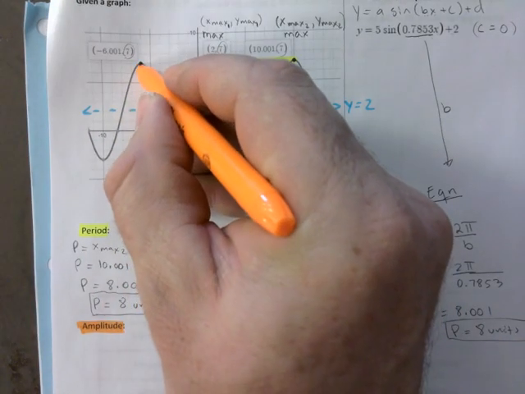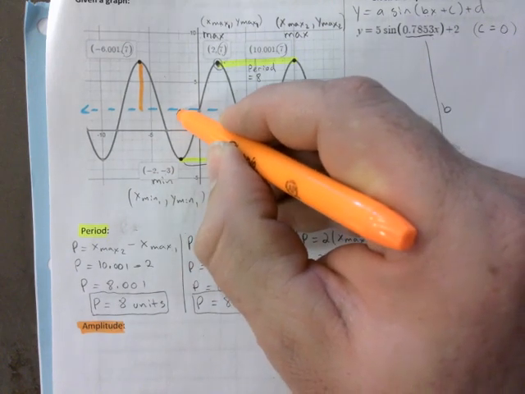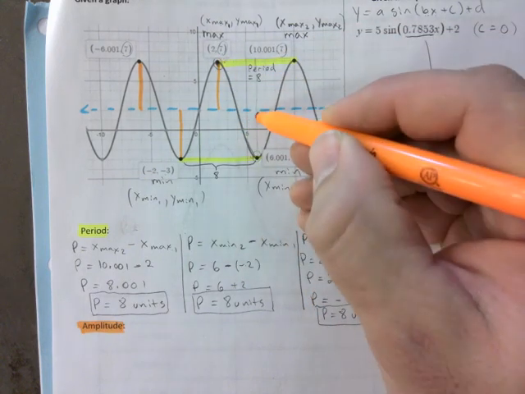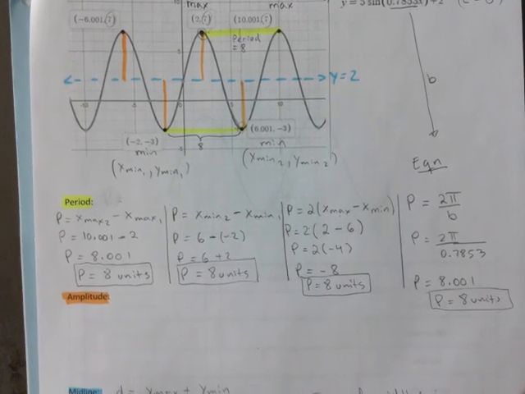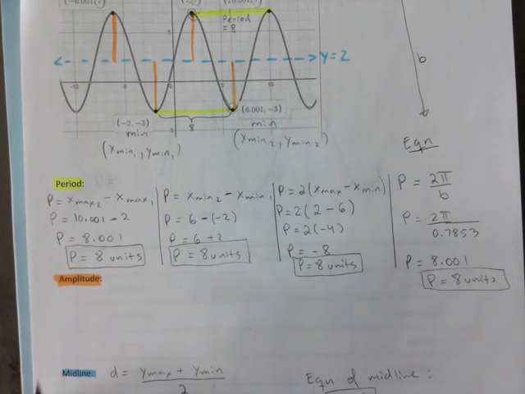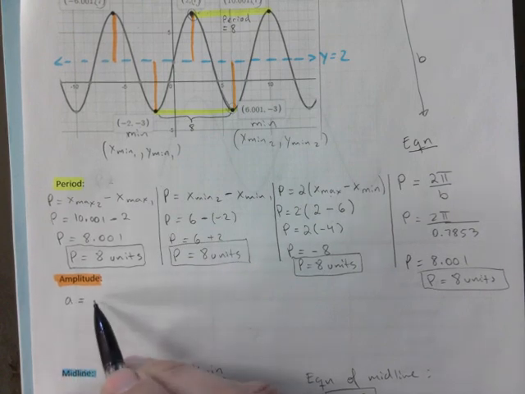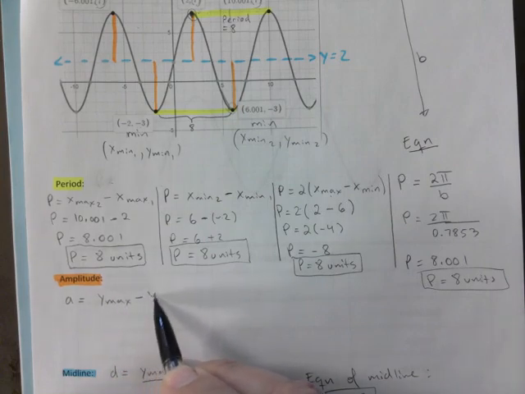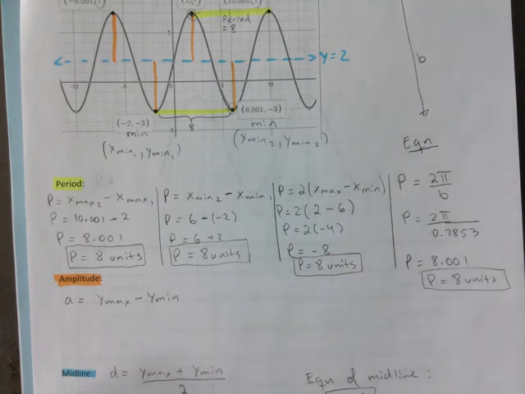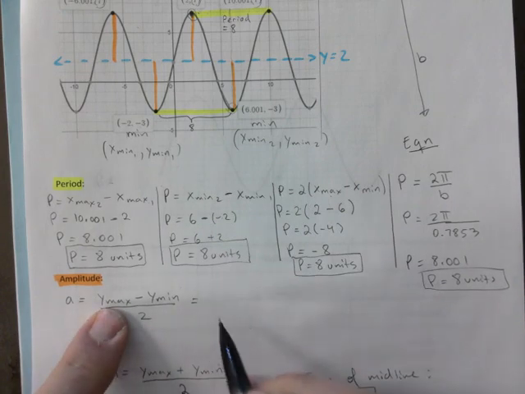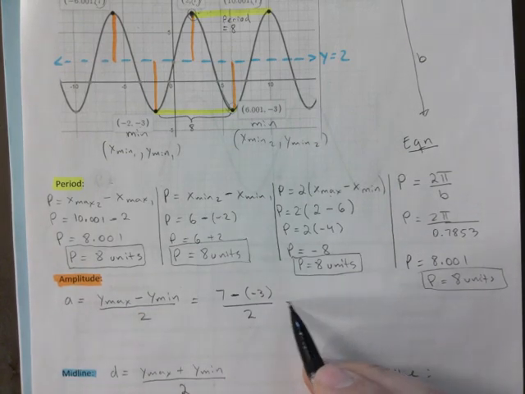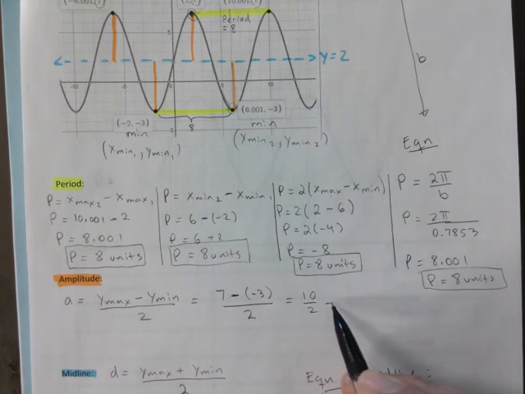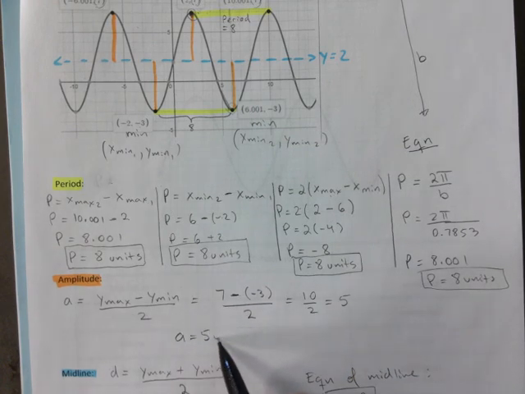So the amplitude goes from the top straight to the middle, or from the middle to the bottom, right? That's your amplitude right there. Stays the same, right? Now you know why I highlight, right? So amplitude, A, is going to be y max minus y min. Oh, is it minus? Is it plus? What is it? Study sheet right there. It's minus, divided by 2. Y max is 7 minus the y min, which is -3, and we divide that by 2. That is 7 plus 3, correct? That's 10 divided by 2, which is 5.